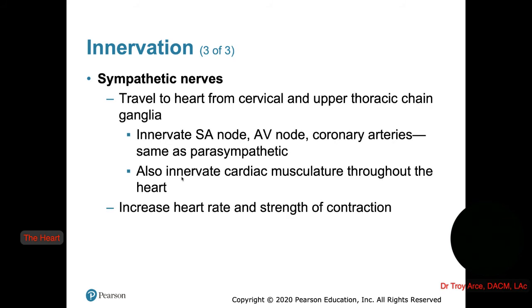However, the sympathetic nerves travel to the heart from the cervical and upper thoracic chain ganglia, innervate both the SA node, AV node, and coronary arteries, same as the parasympathetic, but they also innervate cardiac musculature throughout the heart. What's it going to do? Of course, it's going to increase the heart rate and the strength of contraction, because when your body needs it, it needs it. It's going to do a lot of other things, but we're talking about the heart now. So understand it's controlled by both the parasympathetic and sympathetic nervous system.